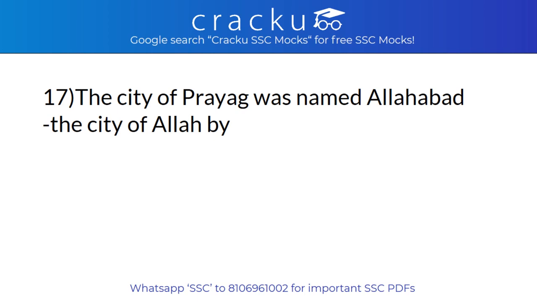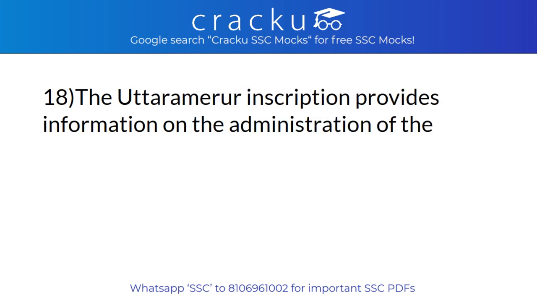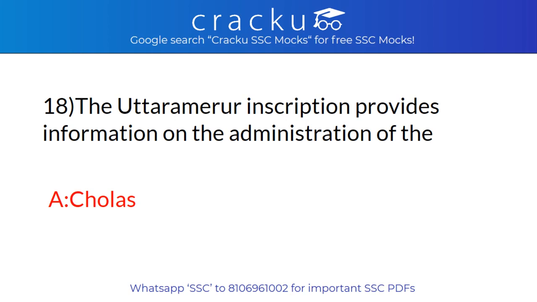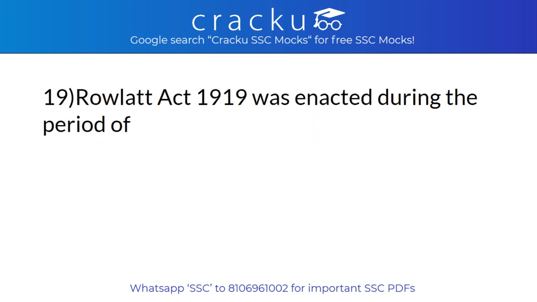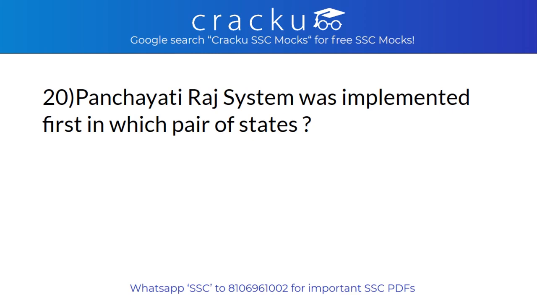The city of Prayag was renamed Allahabad, the city of Allah, by? Answer: Akbar. The Uttaramerur inscriptions provided information on the administration of? Answer: Cholas. Rowlatt Act 1919 was enacted during the period of? Answer: Lord Chelmsford.